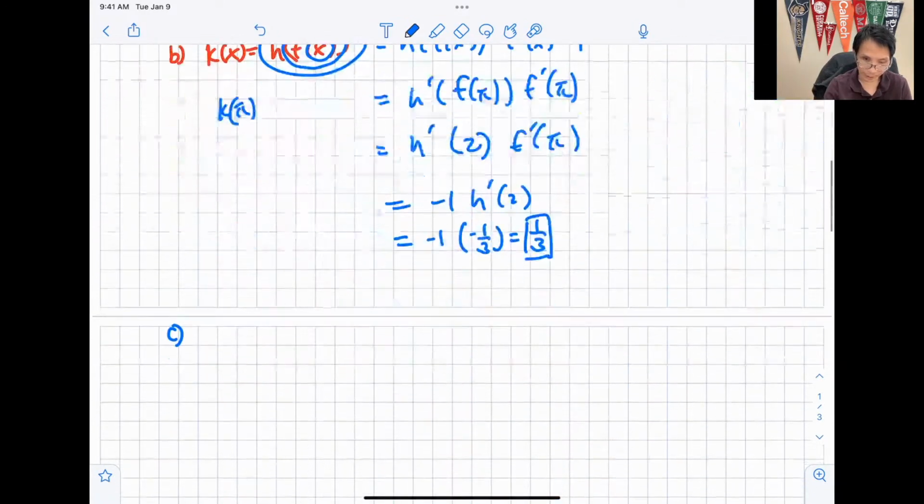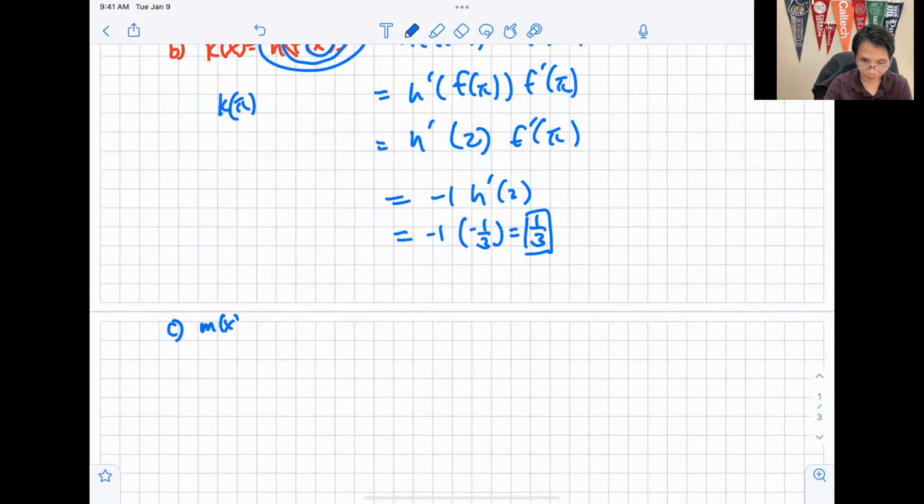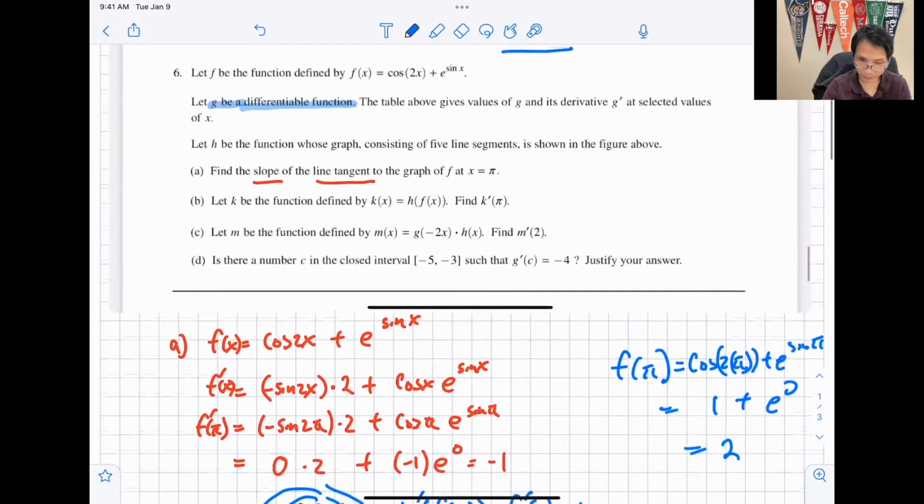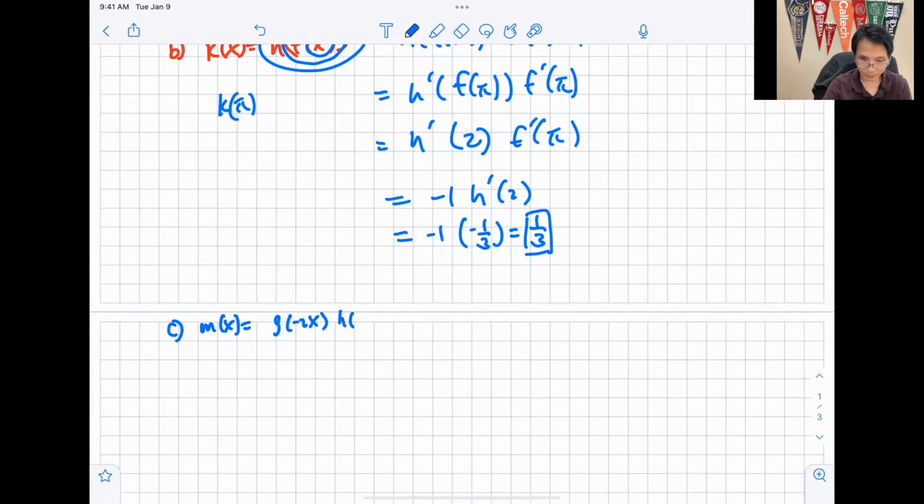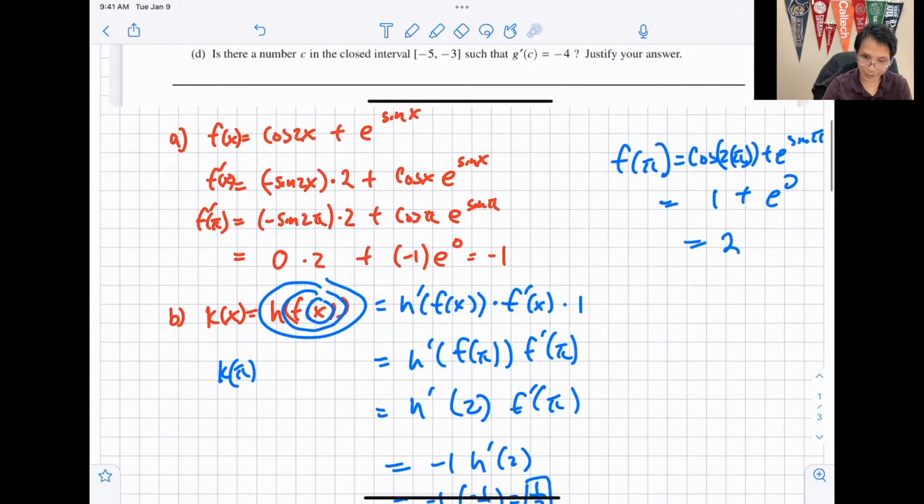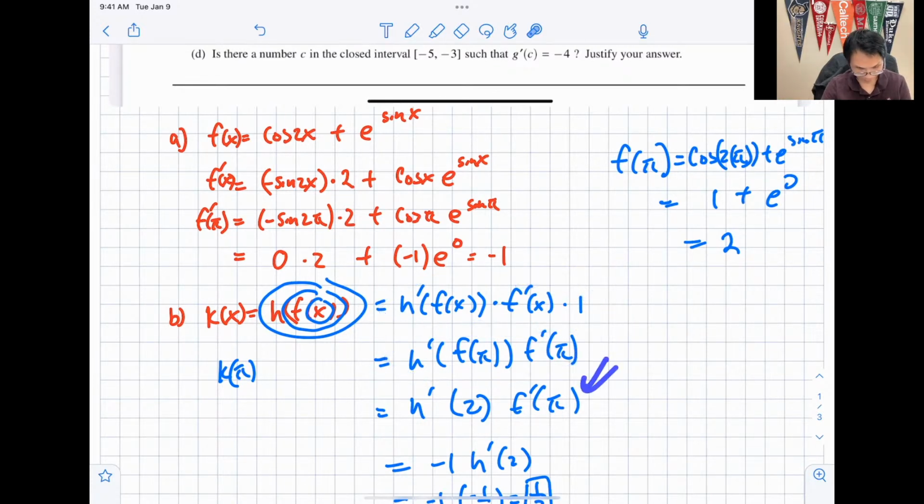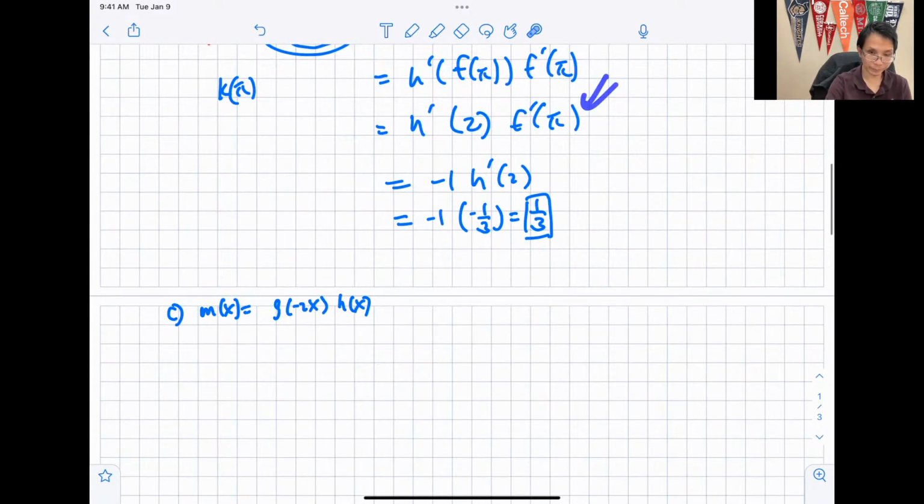I got m(x) is equal to g of negative 2x times h of x. Now remember, when you're writing out like this, make sure you write out a generic first and then plug in. Because generic is going to give you 1 point, and the plug-in is not going to give you a point. But if you do this, they don't give you a point. So make sure you do this first. And then you can strip down one step, it's fine.